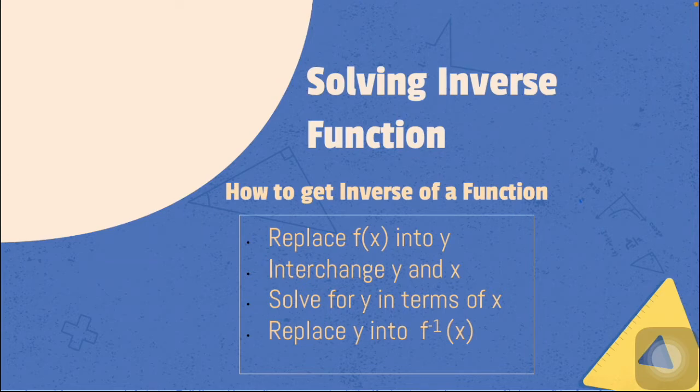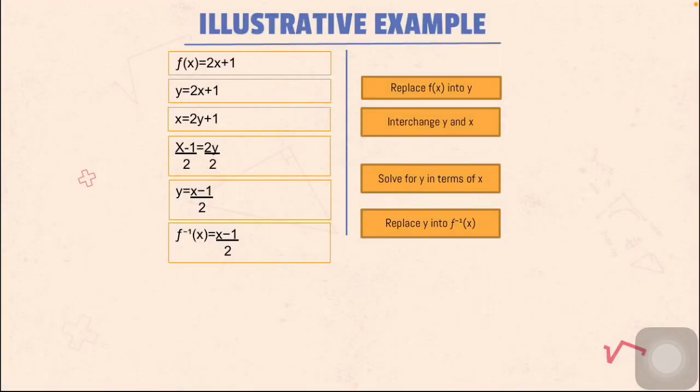Okay, so here's my following example. We have an equation f of x equals 2x plus 1. So first, we need to apply the first step, and you need to replace f of x with y. So it will become y equals 2x plus 1. Next, interchange y and x. So, magiging x equals 2y plus 1.